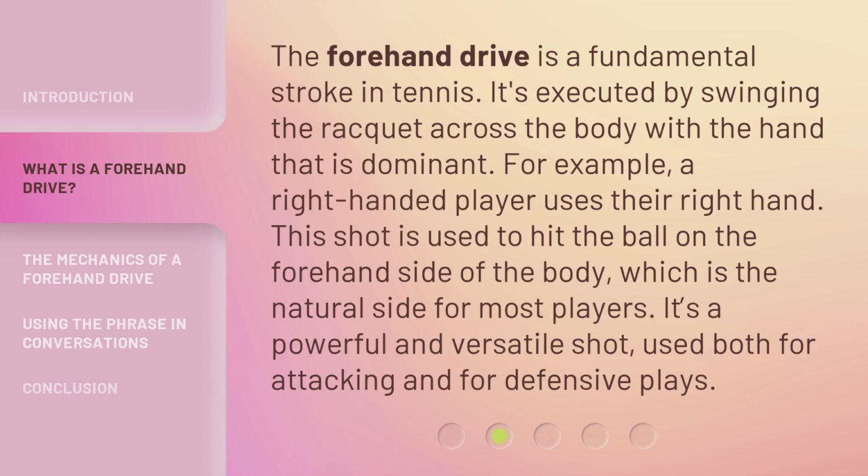The forehand drive is a fundamental stroke in tennis. It's executed by swinging the racket across the body with the hand that is dominant. For example, a right-handed player uses their right hand. This shot is used to hit the ball on the forehand side of the body, which is the natural side for most players. It's a powerful and versatile shot, used both for attacking and for defensive plays.